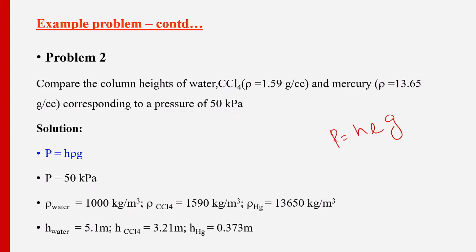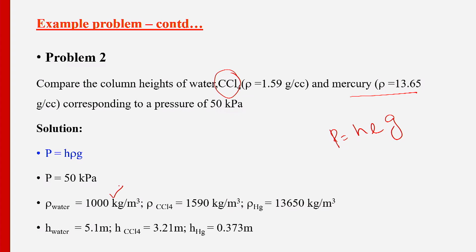One is water, another is CCl4, carbon tetrachloride, whose density is 1.59 gram per cc. Then the last one is mercury, 13.65 gram per cc. When you use this, you have to use only SI units; we cannot use other units. So first, the density of water, which everybody knows, is 1000 kg per meter cube.